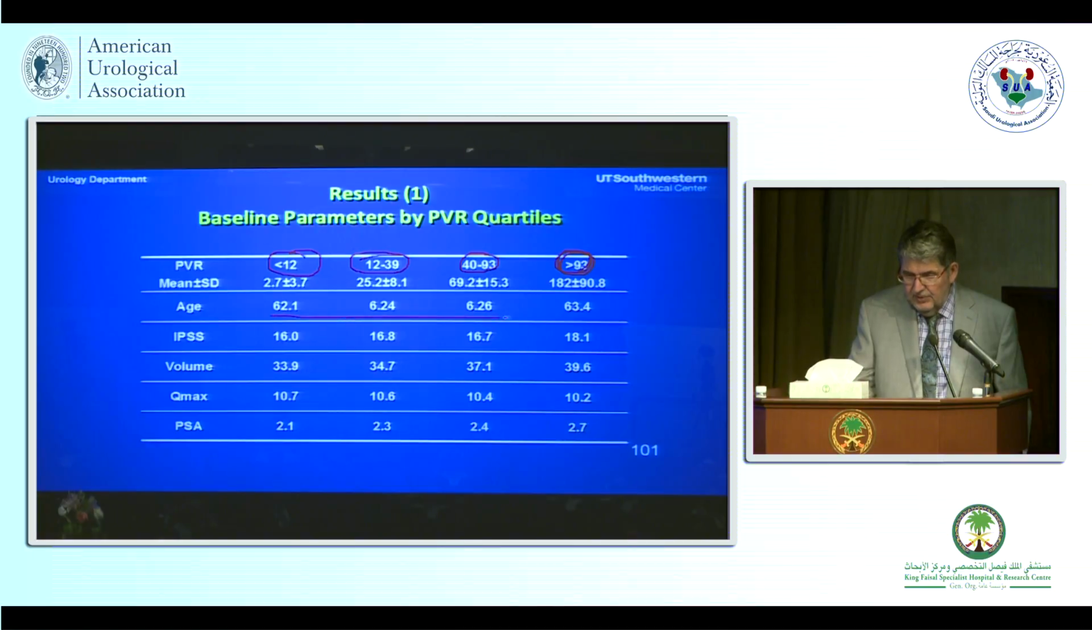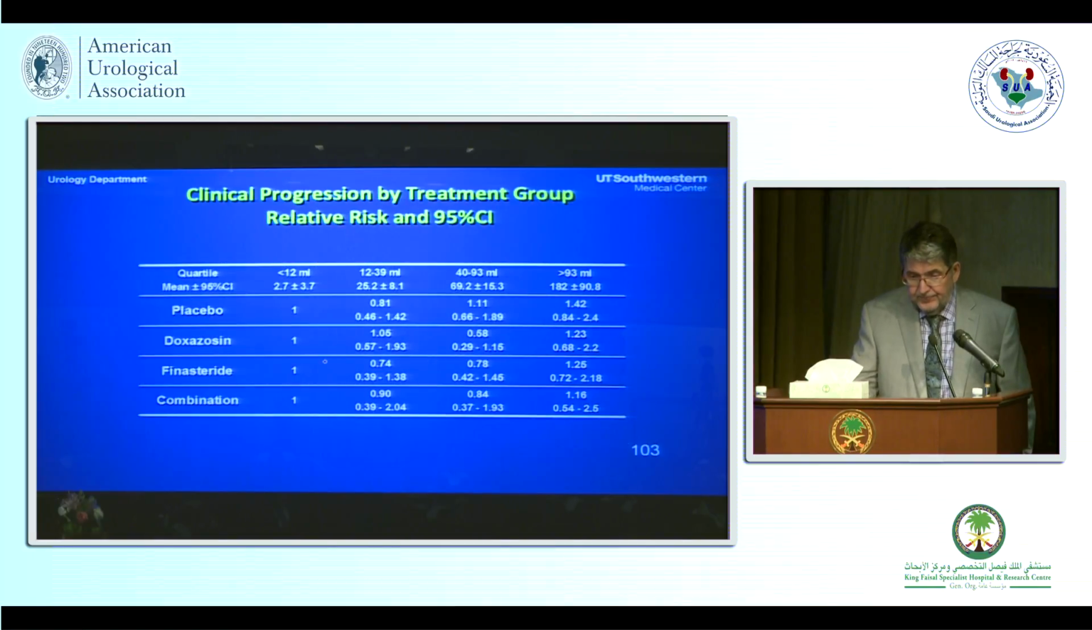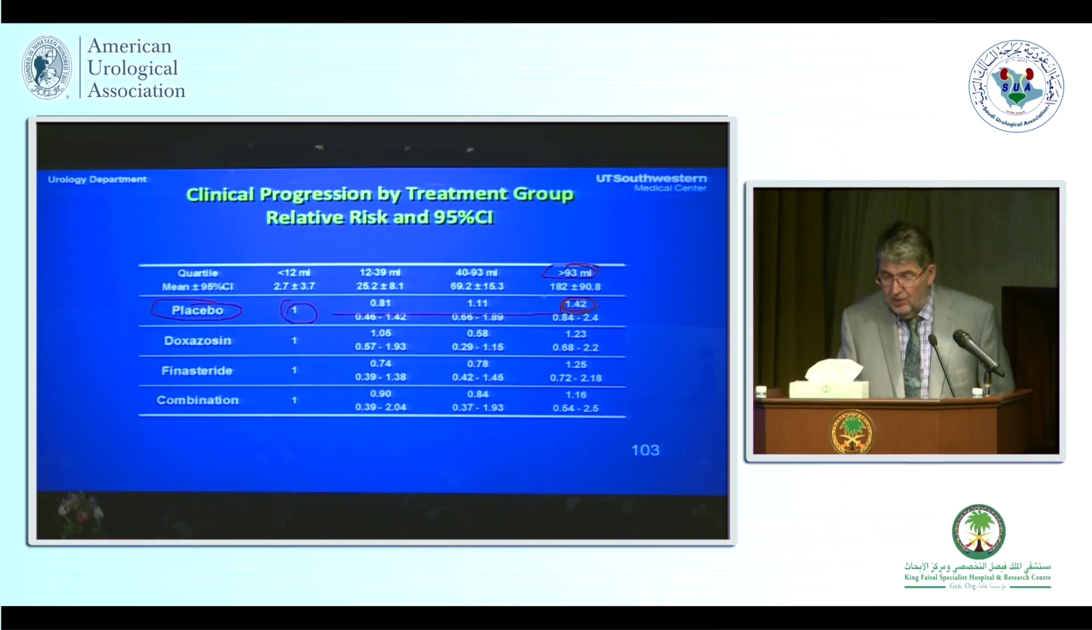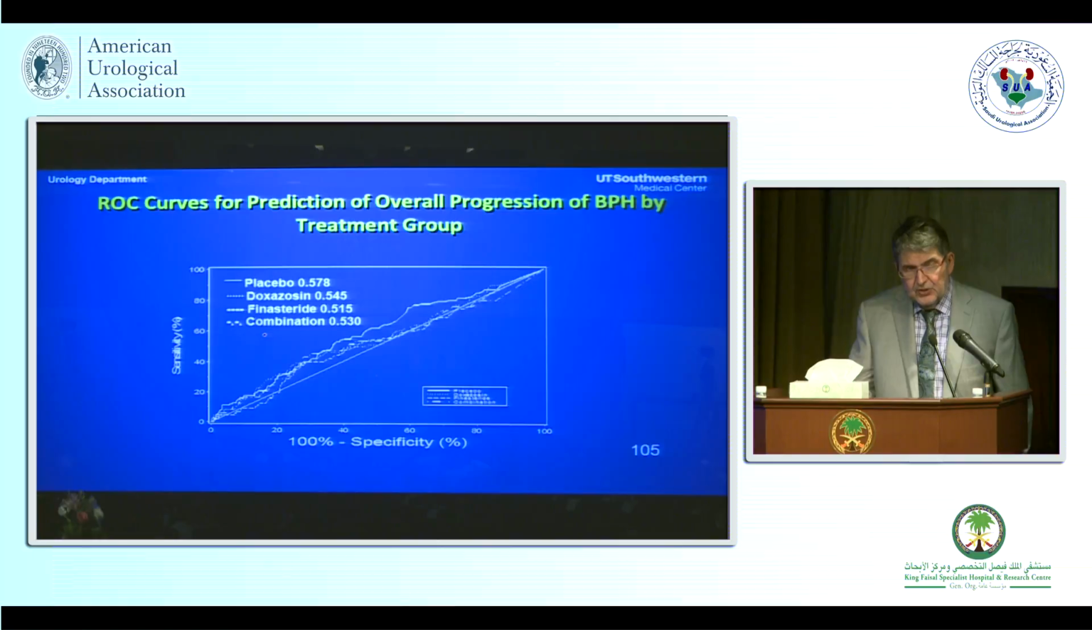And you can see that there was no difference in age, symptom severity, prostate volume, and peak flow rate between those four quartiles. When you ask the question about clinical progression in MTOPS, you can see that in the placebo group, the group of patients with a residual urine of over 100 had a risk of clinical progression of 1.42 compared to the base group of less than 12. So there was a small increase, and the group with 100 or more had a significantly increased risk in the placebo group, but not in the treatment group, just in the placebo group. And that's shown here graphically.